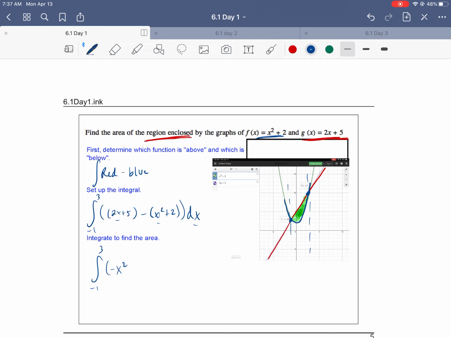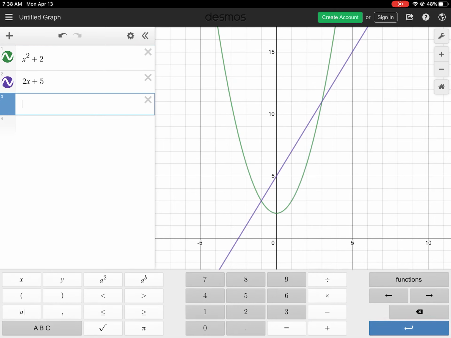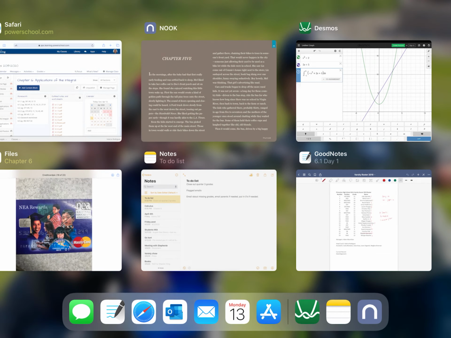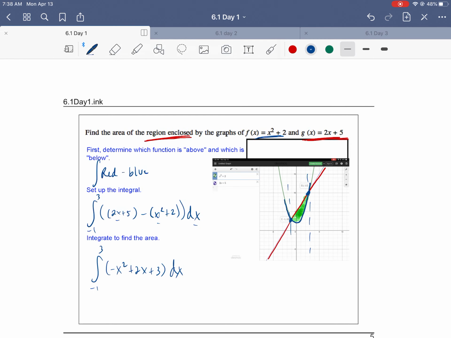Okay, so I'm going to simplify this. -1 to 3. I have a negative x squared, a positive 2x, and a 3. And it's 10 2/3, or 10.67, if I typed it in correctly.